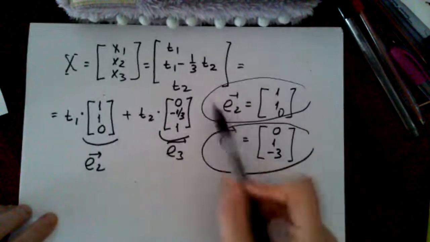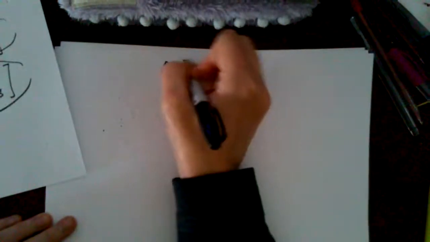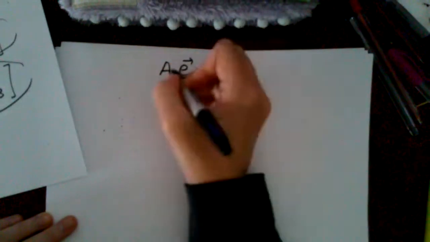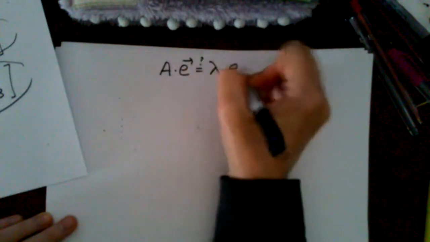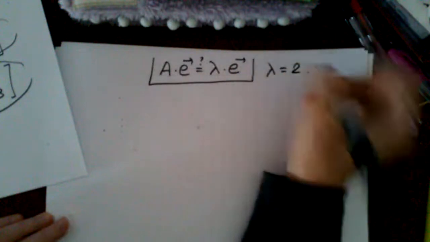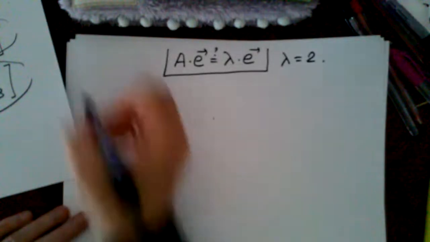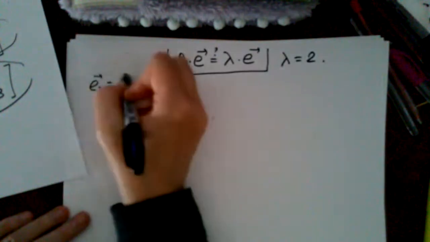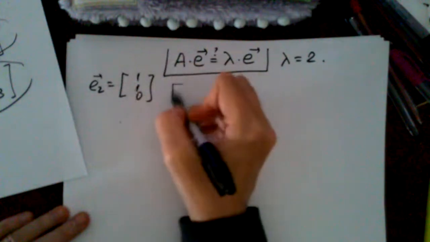Let's not be lazy. Let's just check both vectors. So to do this, we need to apply our definition of eigenvector. Matrix A times our vector should be equal to lambda times our vector. In our case, lambda is equal to 2 now, but we have two vectors. So let's check every single one of them. So E2 is 1, 1, 0. Let's check this. We need to check the left-hand side.